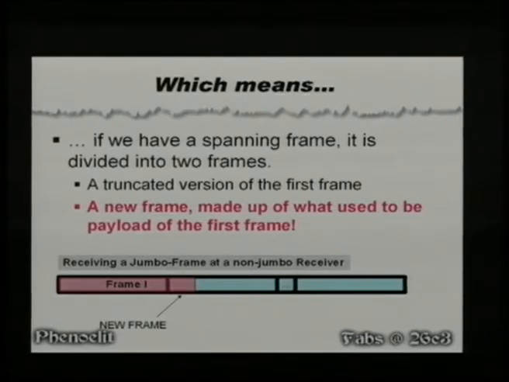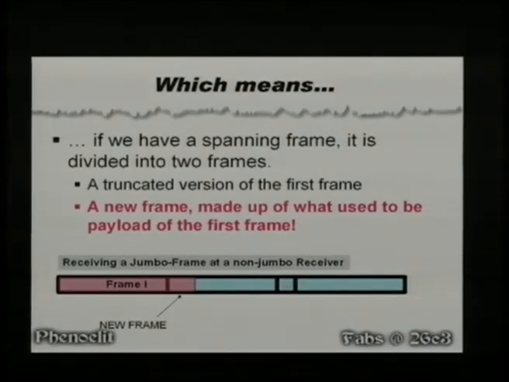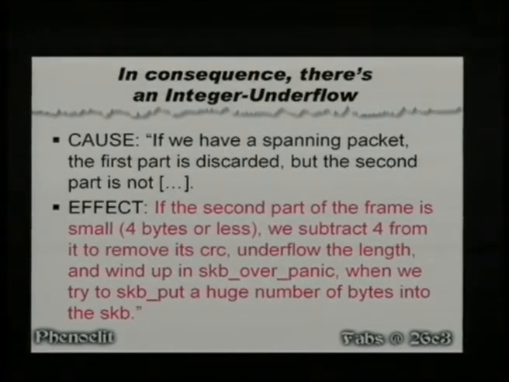But actually, what's happening here? What's happening is that we're taking a frame and we're using the last part of the frame and interpreting it as an extra frame, as a new frame. This used to be payload, and now we're saying this is an independent frame. And that's the actual bug. So there's a cause. If we have a spanning packet, the first part is discarded, but the second part is not, and it is interpreted as an independent frame. Okay? And the effect is that if it is smaller than this and that, you get the integer underflow and all the stuff that we understand.